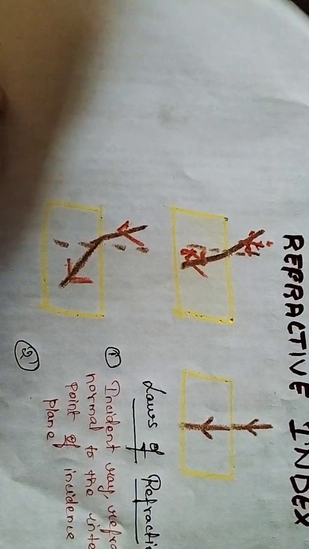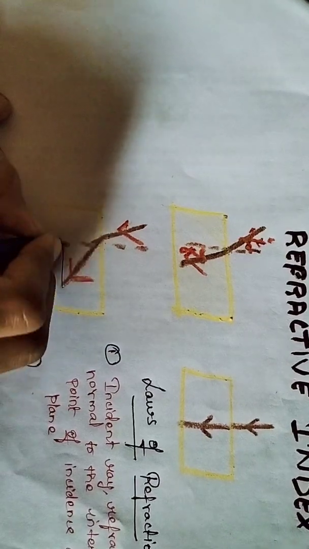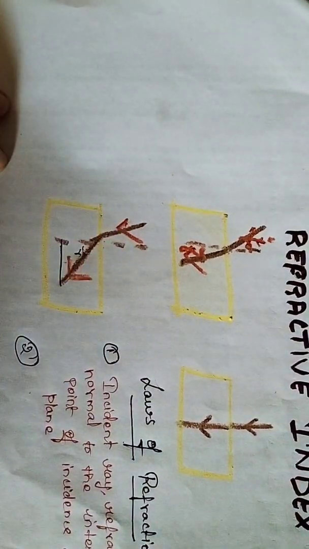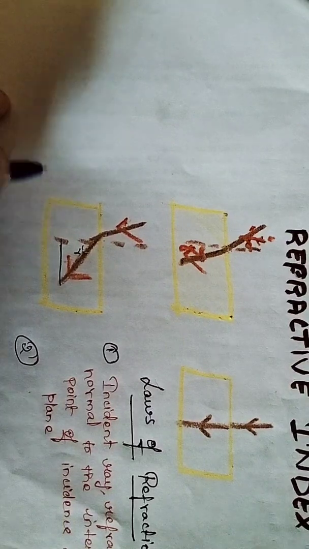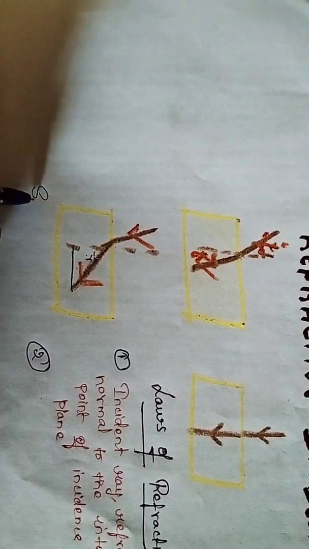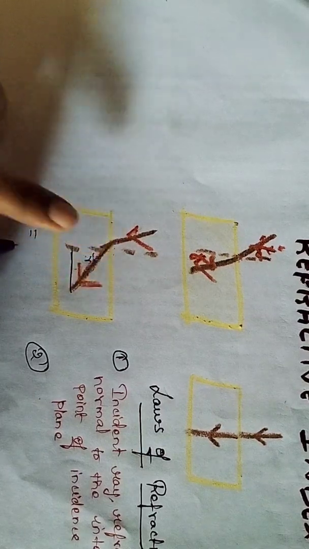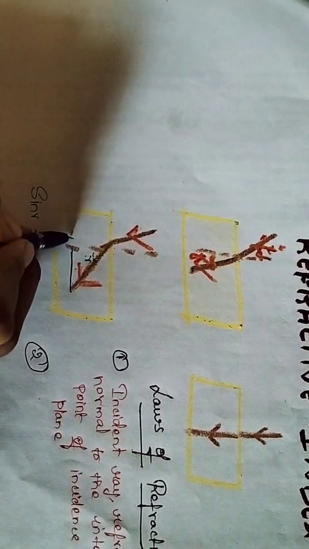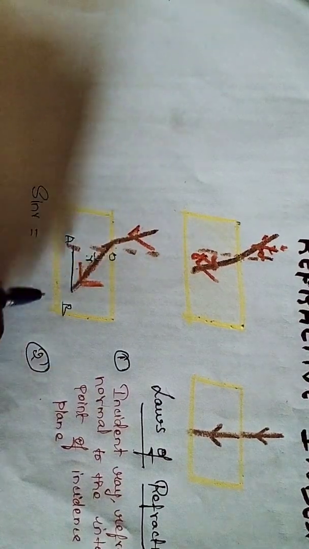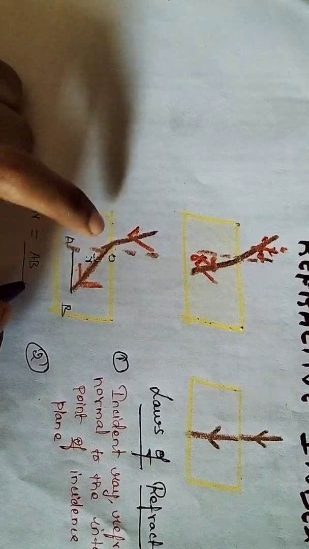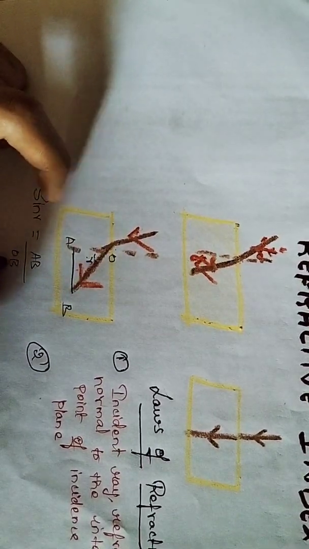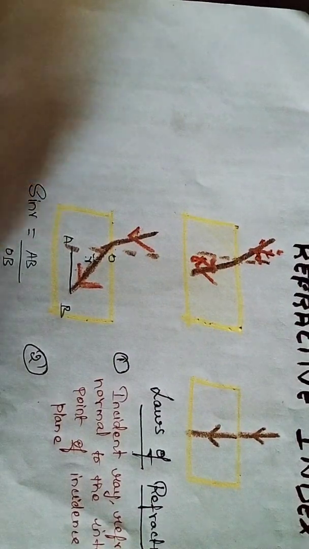Now if I have drawn a line over here, this is the refracted angle, and if I take sine of r, what will you write? Opposite by hypotenuse. What is opposite? Let's take it as ABO. So opposite is AB, and this is the hypotenuse OB, correct? This is the sine r.